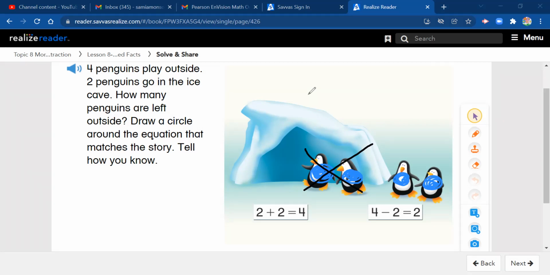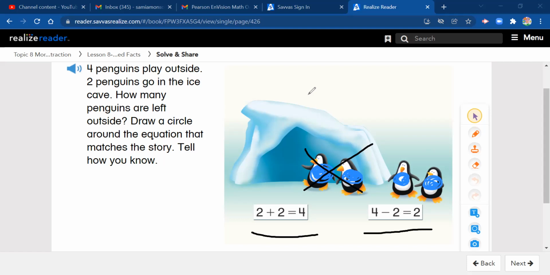So let's look at our equations here. The first one says 2 plus 2 equals 4. Well, I am not adding the 2 sets of penguins together. One group of 2 went inside. So that doesn't look like it matches our story.